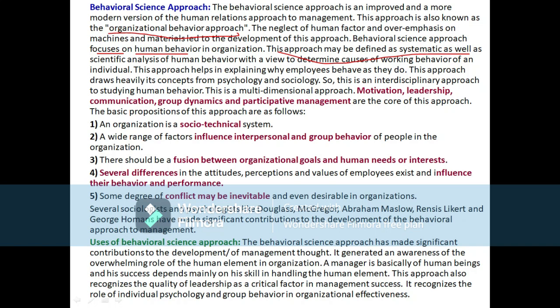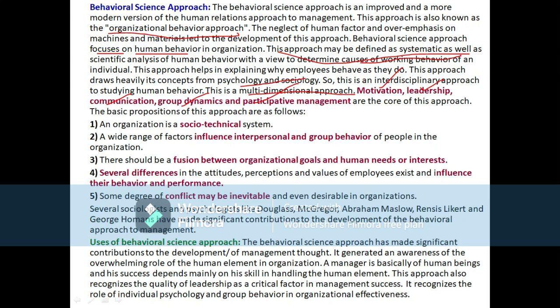Here, the causes of the working behavior of an individual will be studied. So this approach helps in explaining why employees behave as they do. This approach draws heavily its concepts from psychology and sociology, so it is an interdisciplinary approach. It can be known as a multi-dimensional approach. Why? Because here we study many aspects like motivation, leadership, communication, group dynamics and participative management. All these are the core areas of the behavioral science approach.